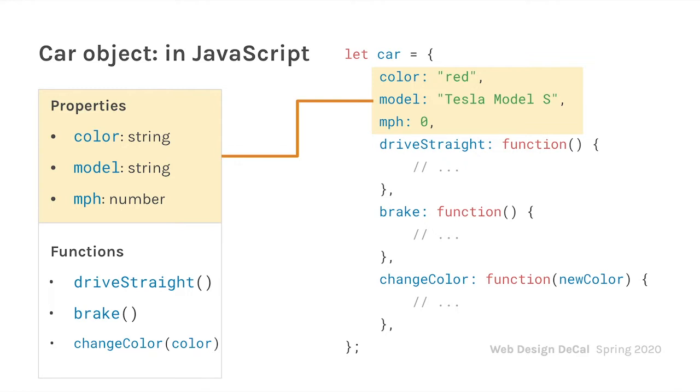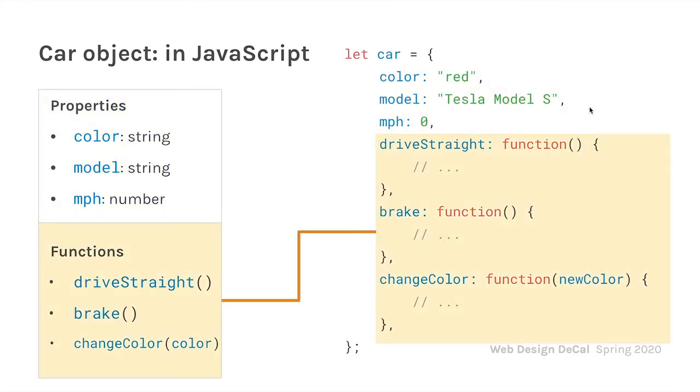But basically, we have our properties and methods, and each of them has the name of it, followed by a colon, followed by its value, and a comma. So we first go over our properties, which are like the variables that are part of the car. And I have color colon red, model colon Tesla Model S, and miles per hour 0. And notice how the string is in quotes and the number is not. And there's a comma after each one.